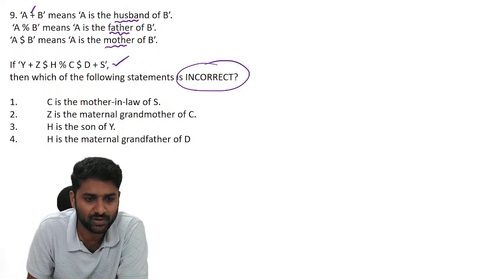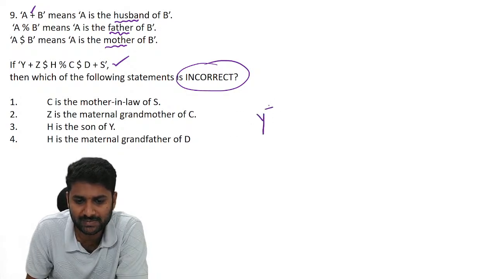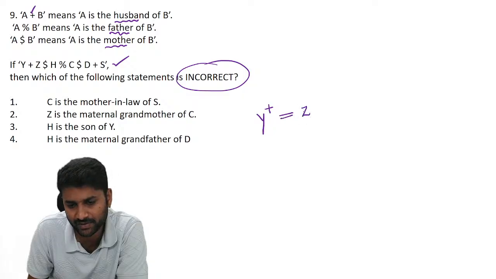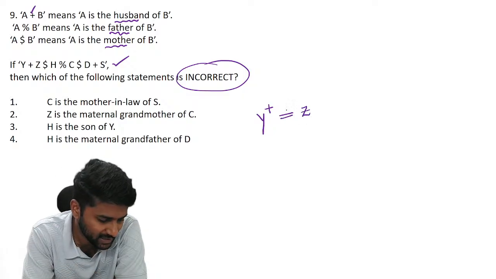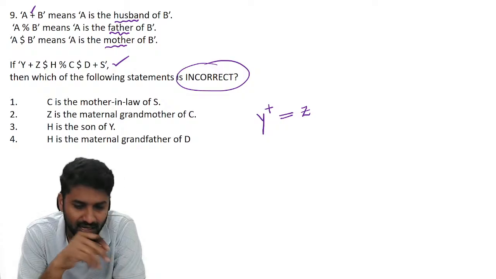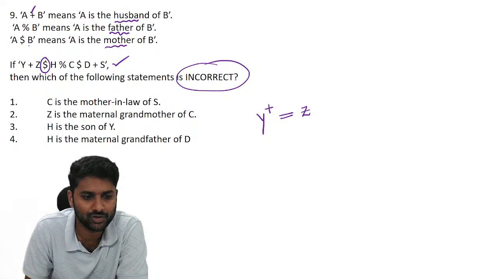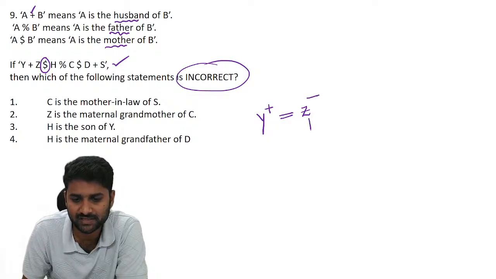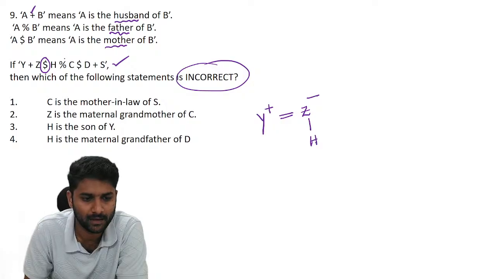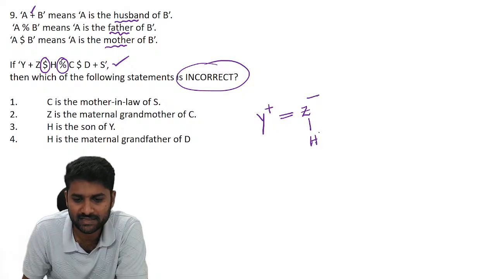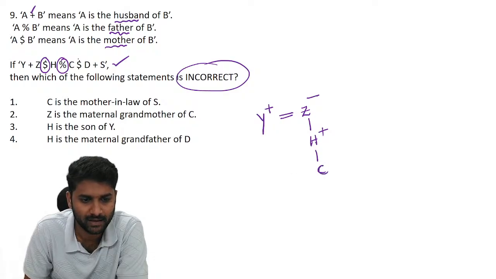So Y plus Z: what does plus stand for? Husband. Y is the husband of Z. Here plus represents male, minus represents female, and equal represents spouse relation. Again, dollar says that Z is the mother of H. Again, percentage: H is the father of C. Again, dollar.